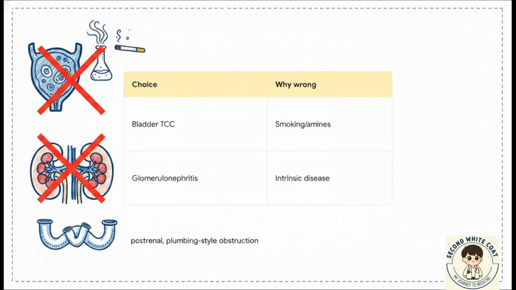And here's how we eliminate our other distractors. Option A, bladder transitional cell carcinoma, or TCC. Now, while this does affect the urinary tract, it's classically linked to smoking or occupational exposure to aromatic amines. It has nothing to do with an enlarged prostate. Option B, glomerulonephritis. Well, this is an intrinsic kidney disease affecting the glomeruli directly, completely unrelated to the post-renal, purely plumbing-style obstruction we're seeing here in BPH.